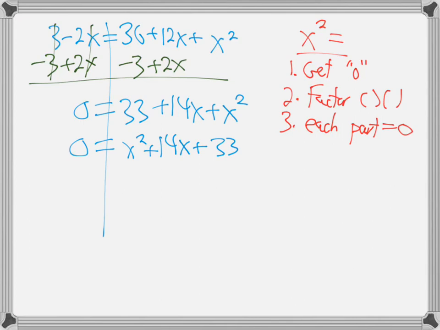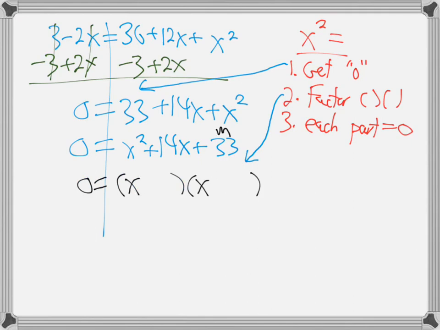Now what? So step 1, get a 0. Step 2, factor. How do you factor that? 2 parentheses, x is in the front. What are 2 numbers that multiply to be 33, add to be 14? 11 times 3, both positive. They'll add to be 14 in the middle, multiply to be 33.